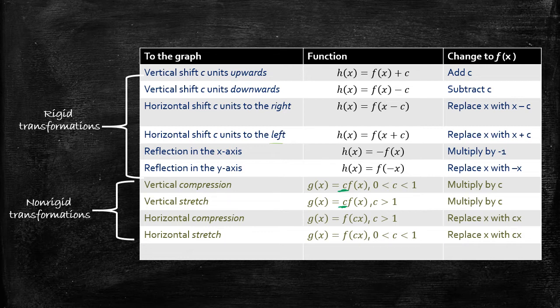If the c is with the x, if it's inside, this is going to be a horizontal change, but this is the opposite. So if we multiply by 2 inside, it really compresses the graph. And if you multiply it by 1/2, it's going to horizontally stretch the graph.